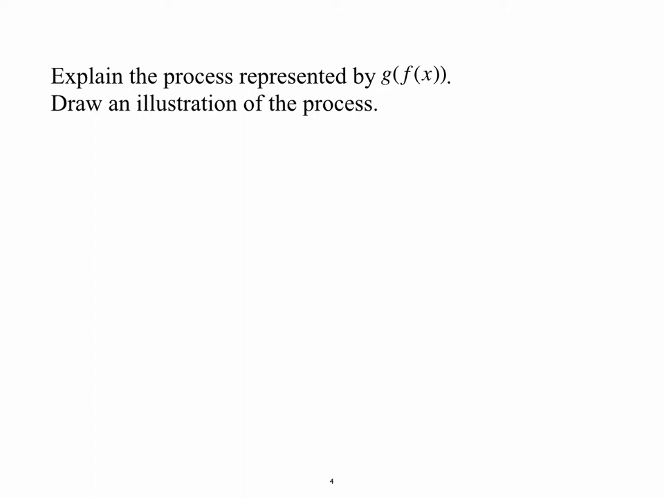Now I want you to generalize it. So can you explain to your neighbor, maybe draw an illustration of the process for a general composition g of f of x? Okay, so that's just in case it's been a while since you thought about these things. That's how we say it, g of f of x. And sometimes you'll see it written as g circle f, like that. So this is another notation that means g of f of x, okay? So talk to your neighbor and explain the process to each other.